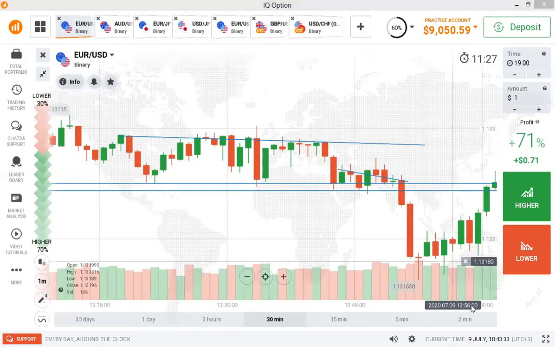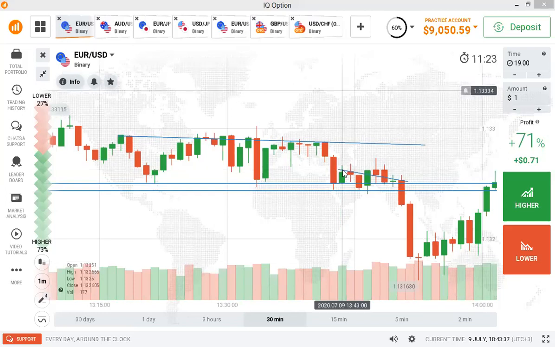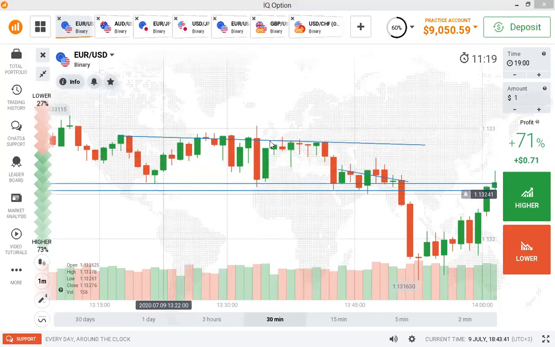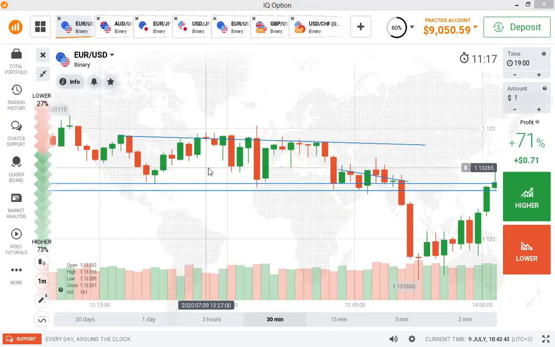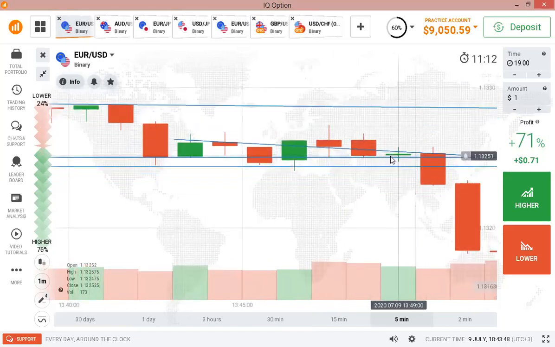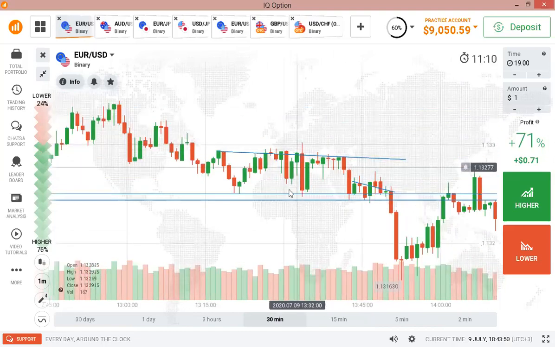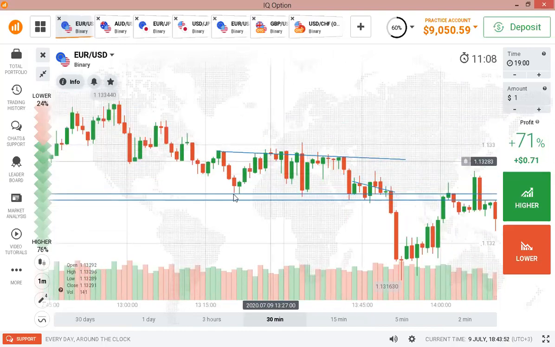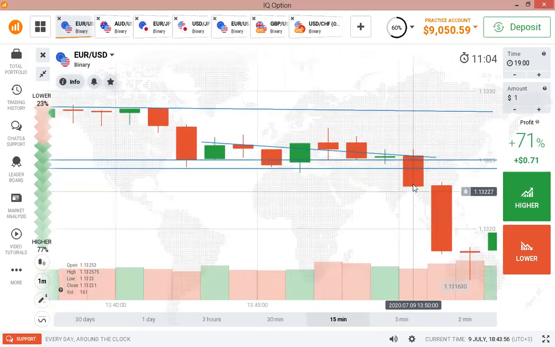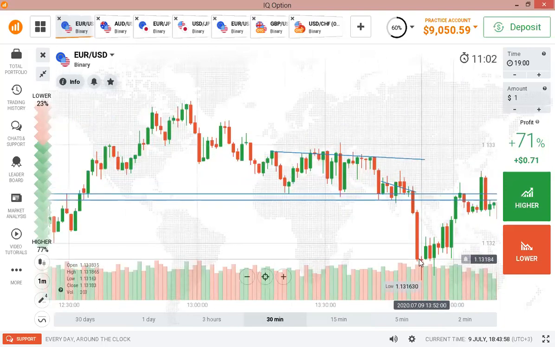You can only use the reaction of buyers at that level, how they behave on that level, before you can decide their weakness or their strength. So you can't use a strong candle to decide the strength of buyers or sellers. That is why this candle crossed the level and continued going down.